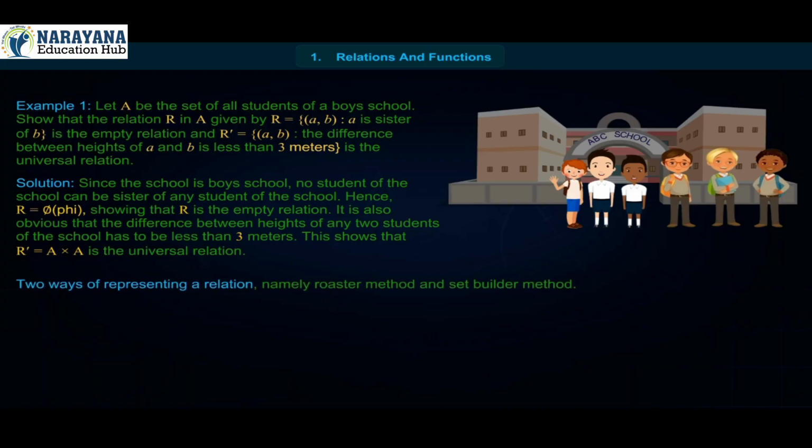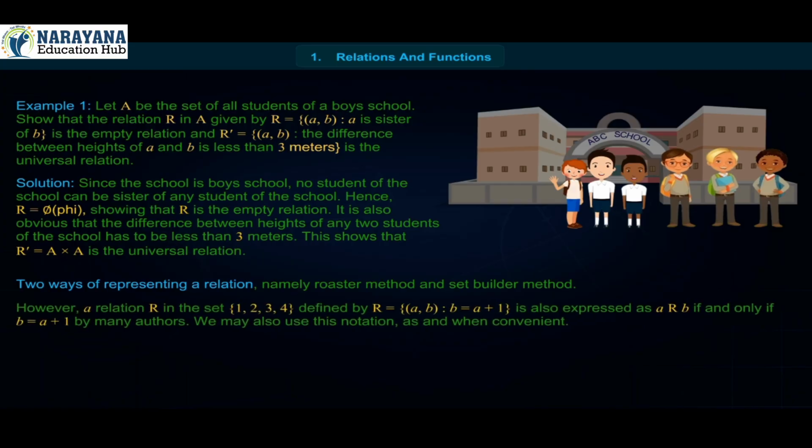There are two ways of representing a relation, namely the roster method and the set builder method. However, a relation R in the set {1, 2, 3, 4} defined by R = {(a, b): b = a + 1} is also expressed as a R b if and only if b = a + 1 by many authors. We may also use this notation as and when convenient.